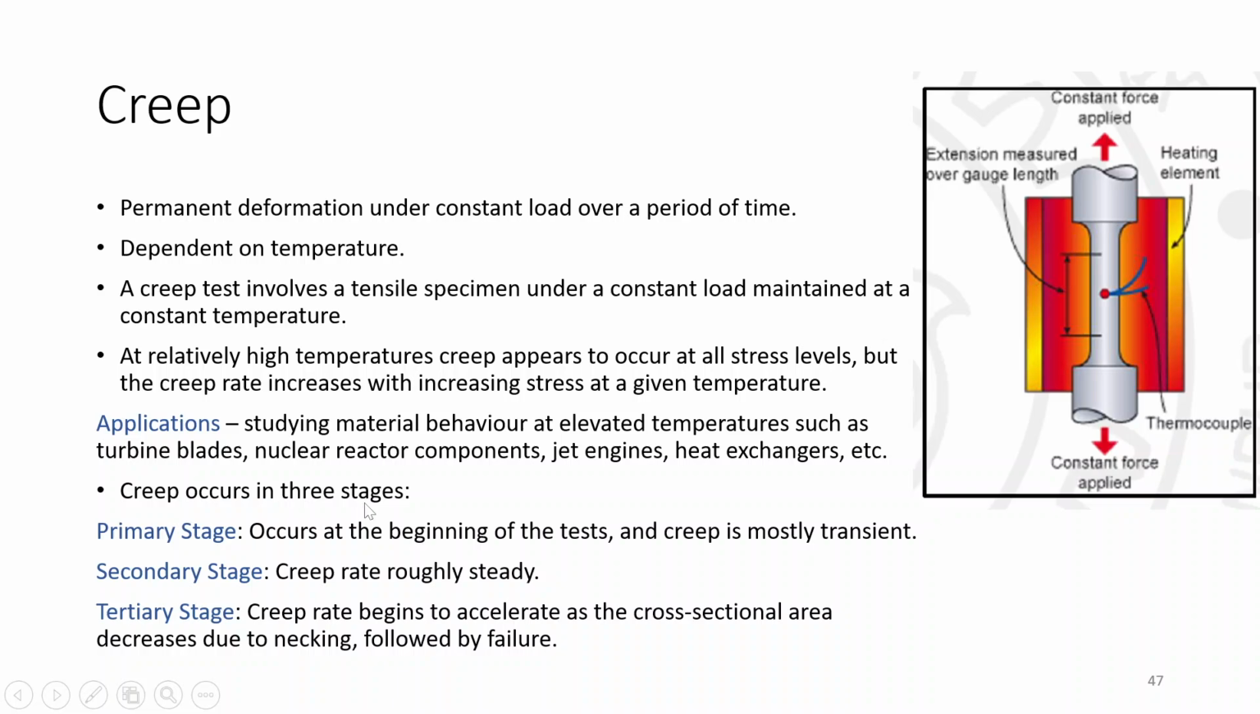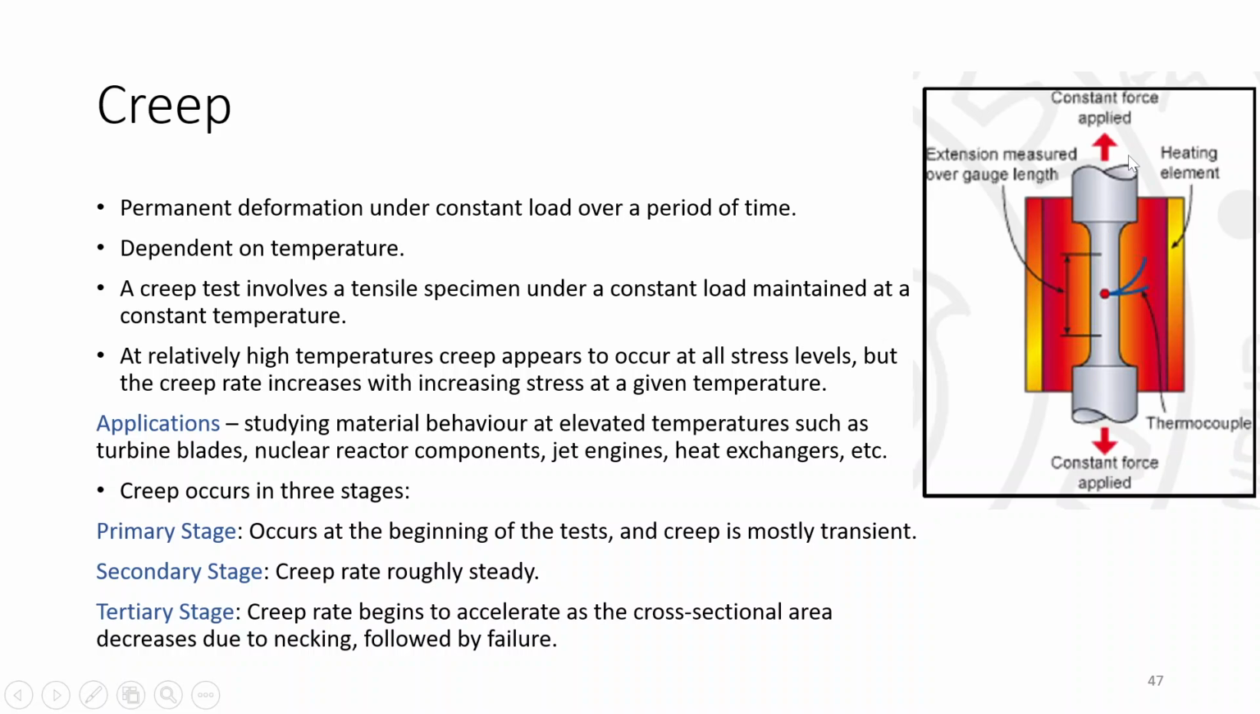And creep occurs in three stages. In the primary stage, it occurs at the beginning of the test, and creep is mostly transient. In the secondary stage, the creep rate is roughly steady, and in the tertiary stage the creep rate begins to accelerate as the cross-sectional area decreases due to necking, followed by failure.